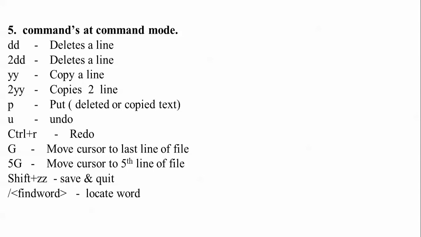u will undo, Ctrl R is redo, and capital G moves the cursor to the last line. 5G moves the cursor directly to the fifth line. Shift plus ZZ is save and quit. And the last one is /find word, which I have already told you about, to locate a word. Now I will show you about this.